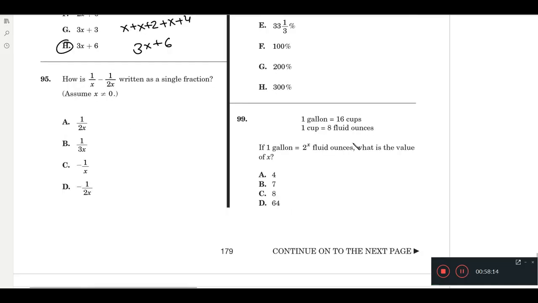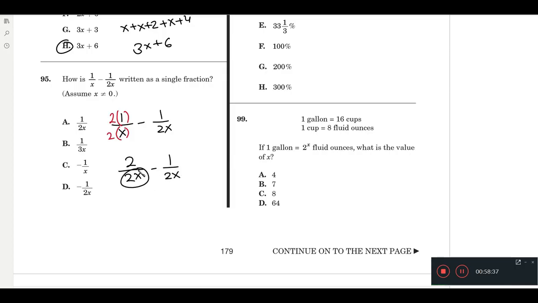Question 95. How is this written in a single fraction? It's pretty simple. 1 over x minus 1 over 2x. So we have 2x, and we want to make the denominators the same. How do I turn x into 2x? Multiply by 2. What we can do is multiply this fraction by 2 top and bottom. So it becomes 2 over 2x minus 1 over 2x.